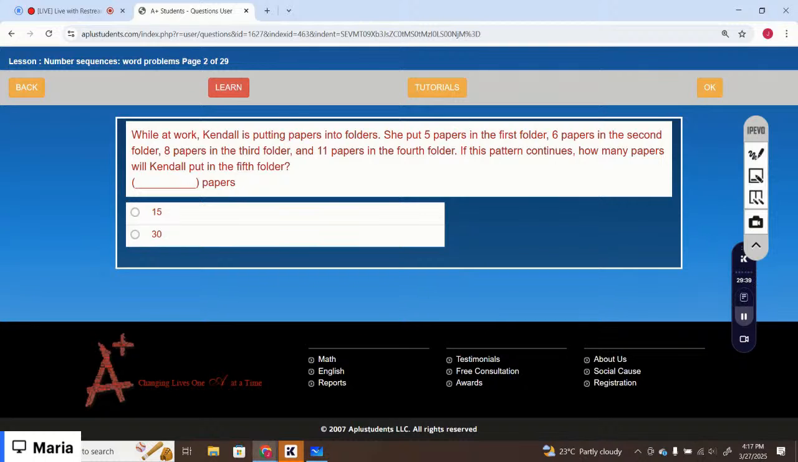While at work, Kendall is putting papers into folders. She put 5 papers in the first folder, 6 papers in the second folder, 8 in the third, 11 in the fourth.